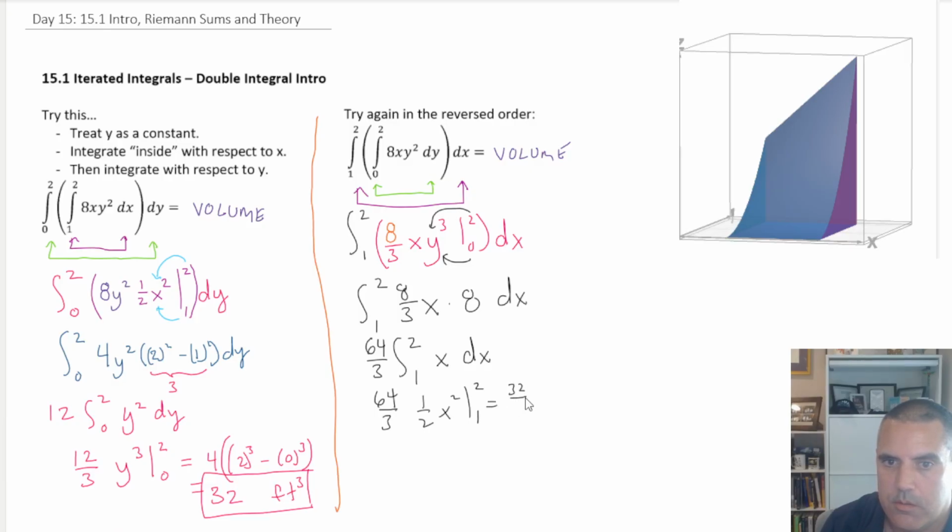That's 32 thirds. You can see again how I like to simplify this part. And then it's going to be 2 squared minus 1 squared. And that's 32 thirds times 3, which is also 32. That's nice.